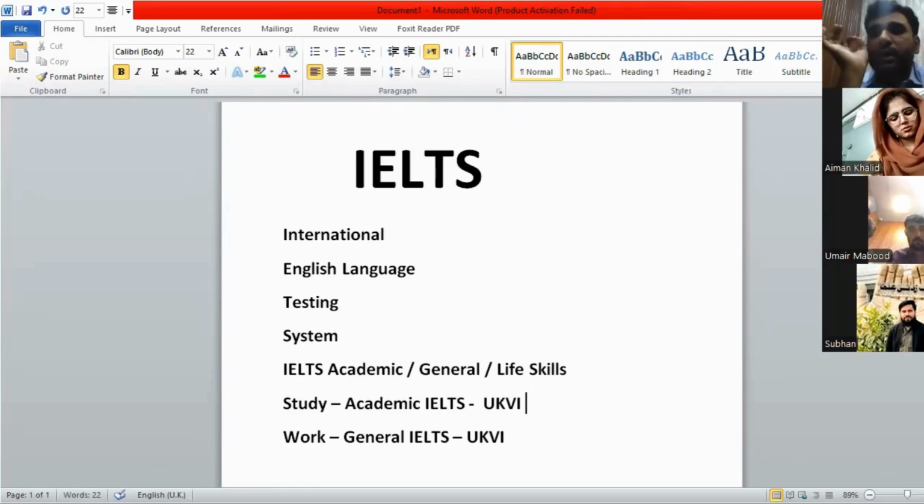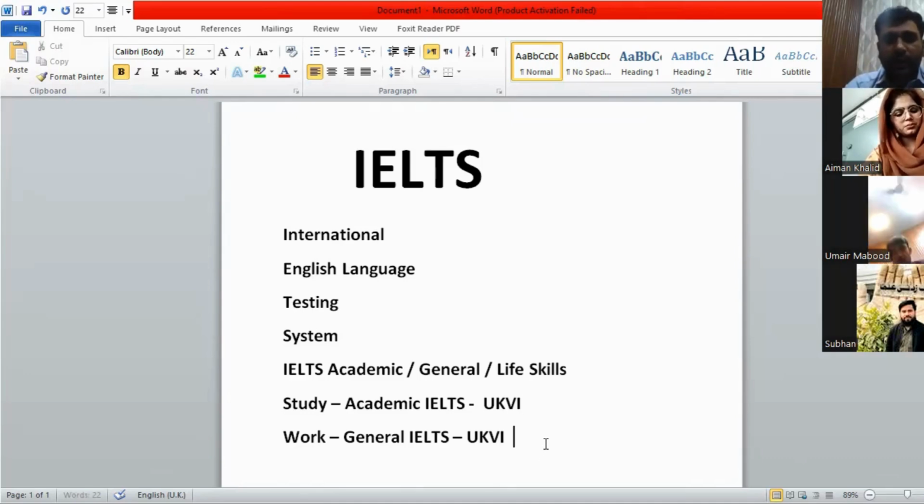If the student wants to go to the UK particularly, he or she is supposed to do IELTS Academic UKVI if they are going for study. If they are going for work and migration, they are supposed to do General IELTS UKVI, because the one you do for the UK cannot be accepted in any other country. That would only be accepted in the UK, right?